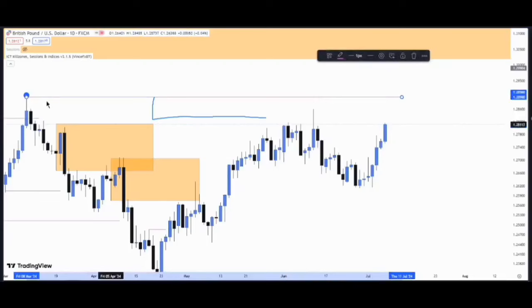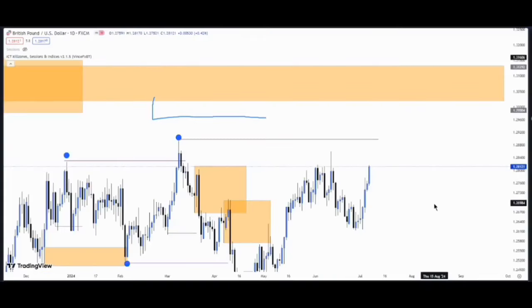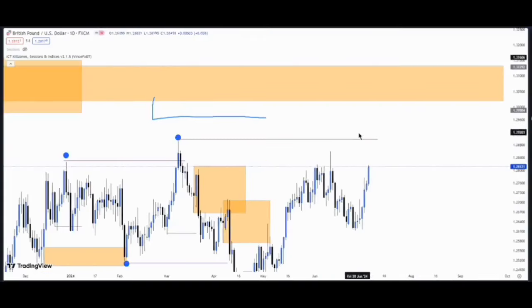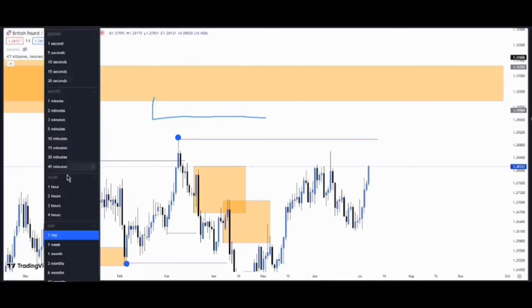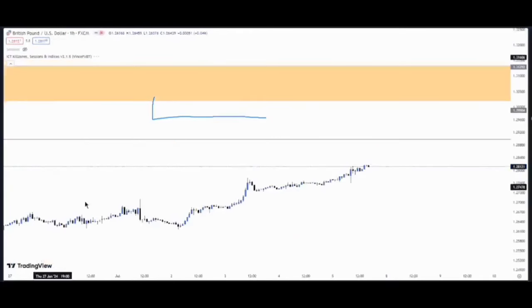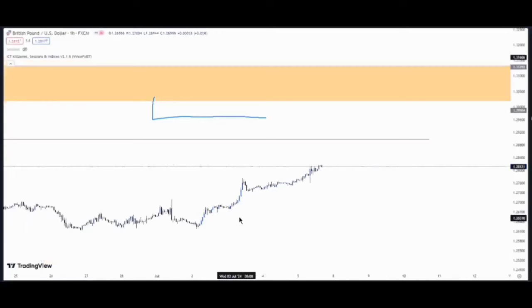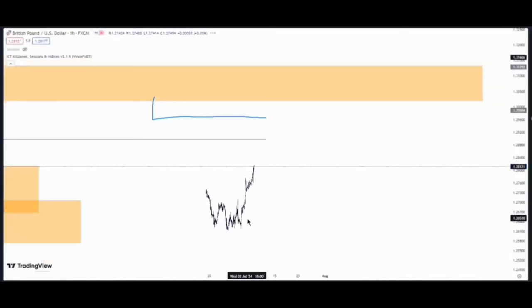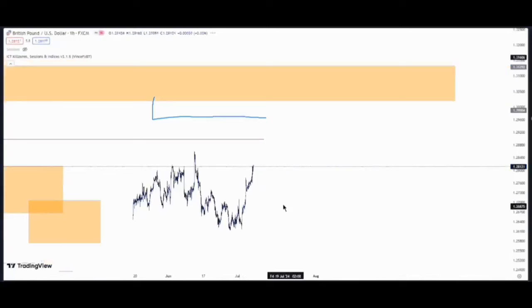Because everything here is mitigated. But if it closes above, then we wait for it to tap into this area of interest. Simple. Now, remember this is on the daily time frame. So if we now go to the 1H within these internal structures here, this is the 1H inside of this internal structure.